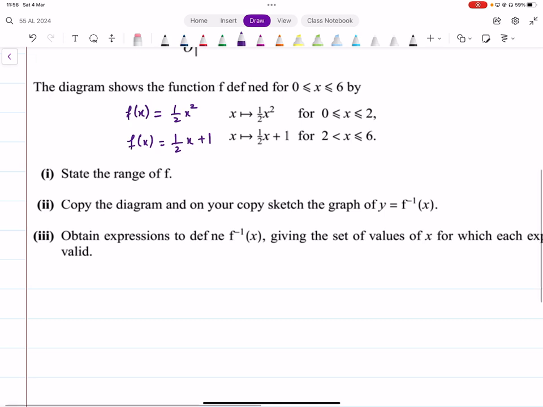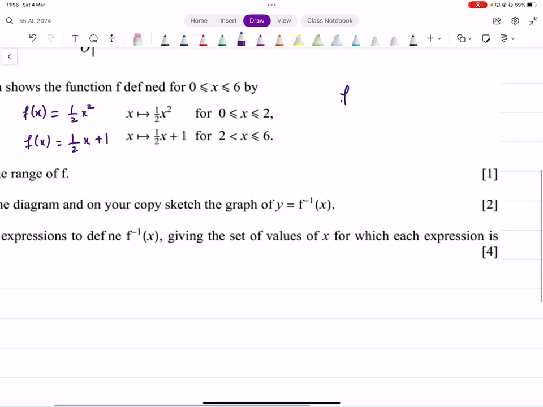ये दूसरी वाली notation जो लिखी है, आपने शायद देखी होगी O levels में, if you remember. F and then x and then an arrow like this. Remember this notation? It's just another way of writing f of x equal to half x square. ठीक है, सिर्फ notation different है. ये clear है?